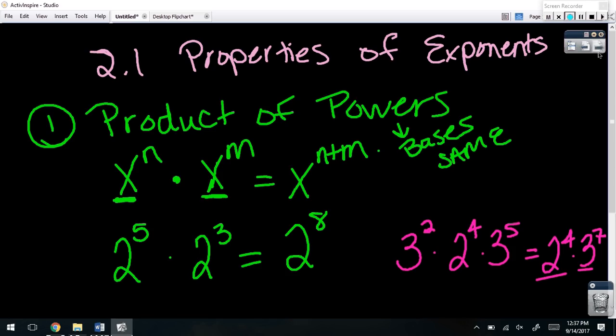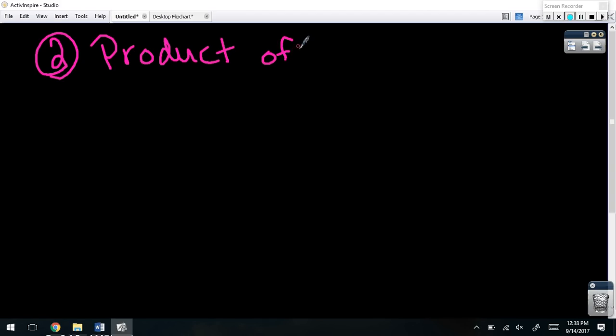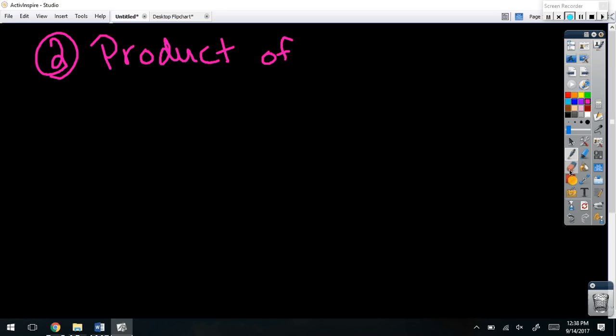Property number 2. Y'all have that? You need me to wait a second. Okay. All right, let's do it. I'm going to go in a little different order than what your book goes in if you're following along in your book, because it just makes sense to me that if you do product of powers, you follow it with quotient of powers.